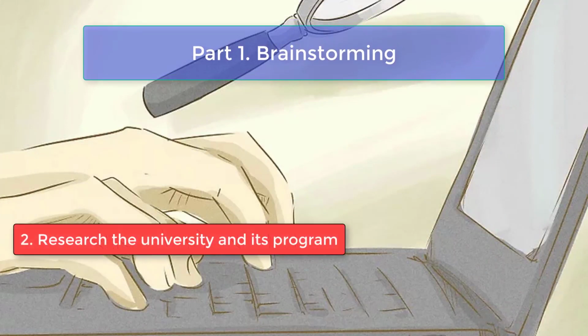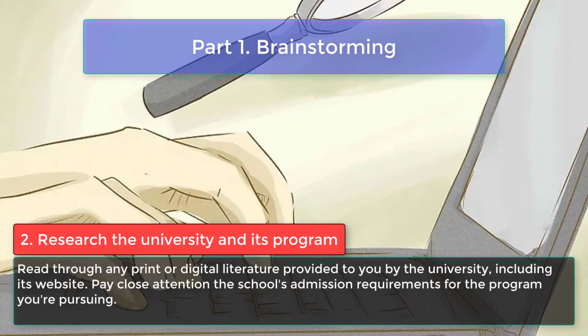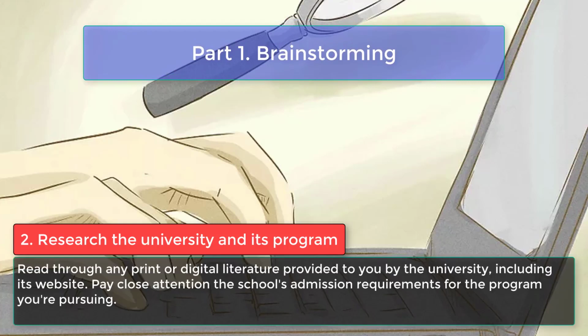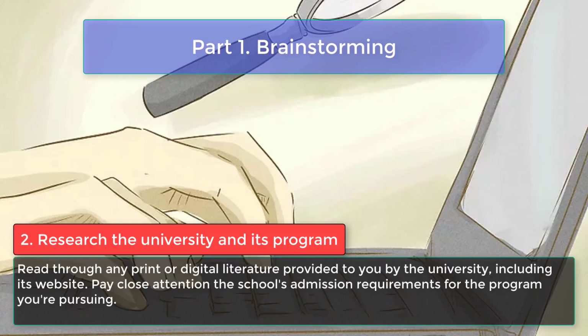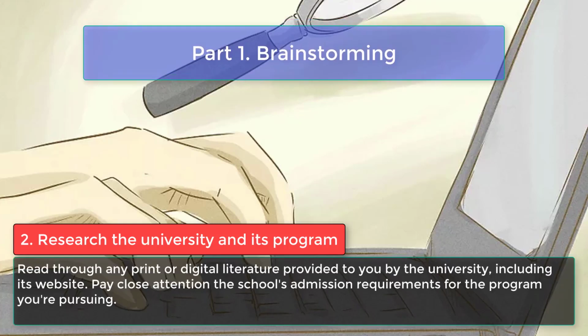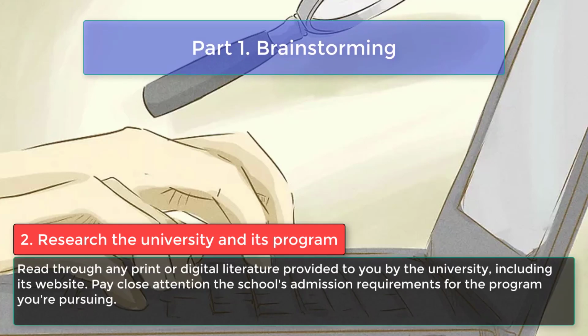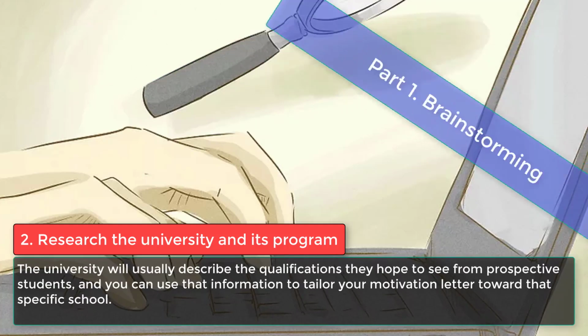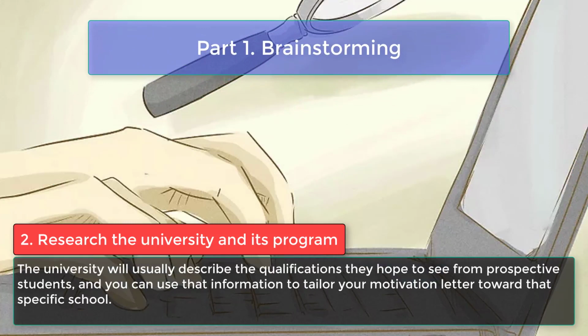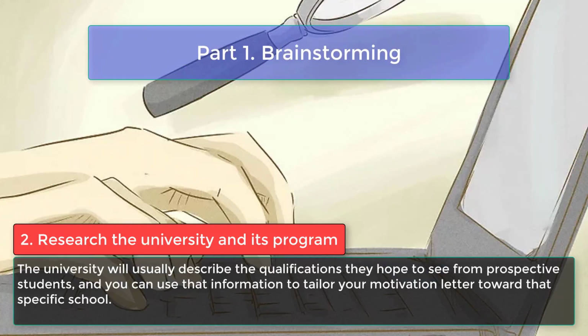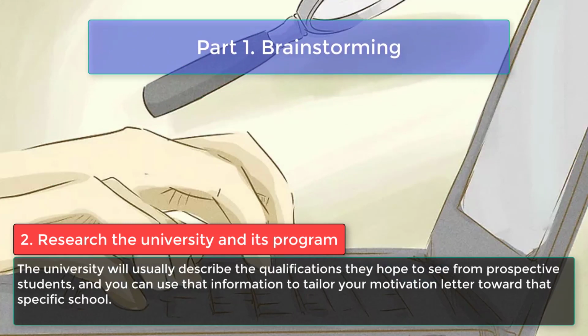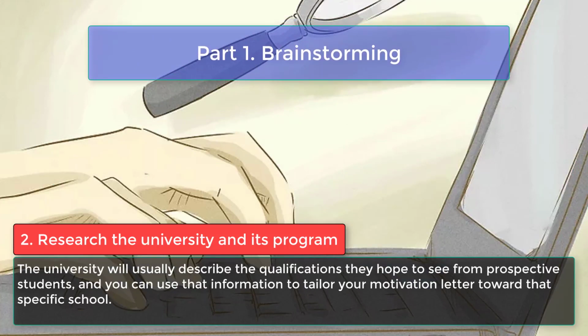2. Research the university and its program. Read through any print or digital literature provided to you by the university, including its website. Pay close attention to the school's admission requirements for the program you're pursuing. The university will usually describe the qualifications they hope to see from prospective students, and you can use that information to tailor your motivation letter toward that specific school.